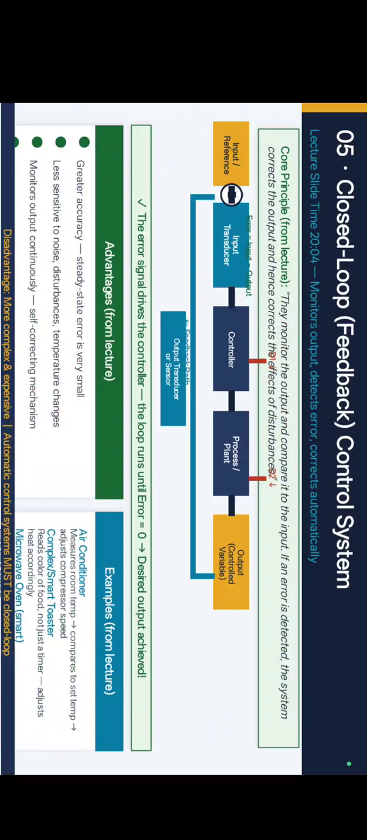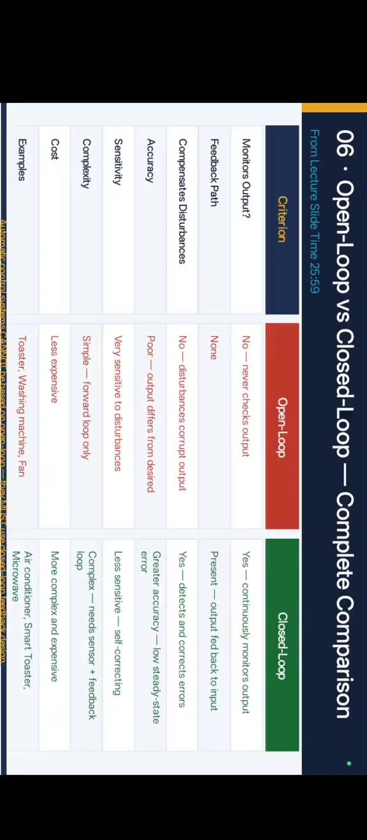Examples: air conditioner. It measures room temperature, compares it to the set temperature and adjusts compressor speed. Complex smart toaster reads the color of the food, not just the time, and adjusts accordingly. Disadvantage: more complex, expensive. An automatic control system must be closed loop.